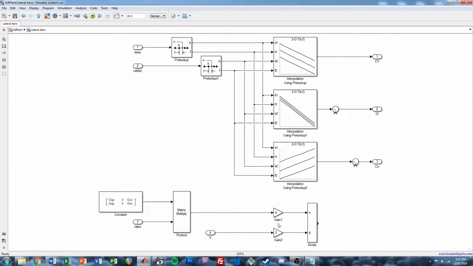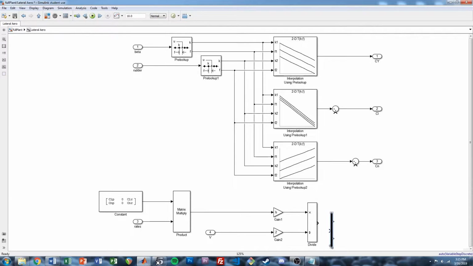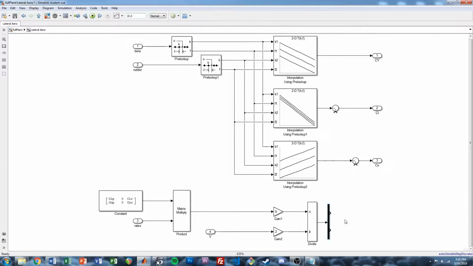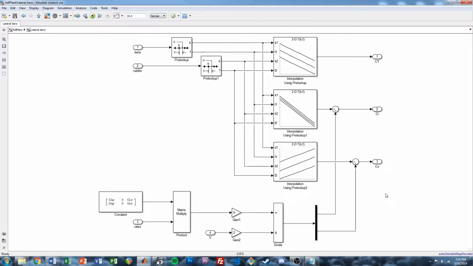So I think that's looking good. We're going to need to demux this because right now this is going to be both our rolling moment coefficient and our yawing moment coefficient. So we'll demux that into 2, and then we'll add the individual contributions to each. Can move this a little bit. So the first one's going to be rolling moment, so that'll go up there, and then yawing moment. Yeah, I think that looks pretty good.